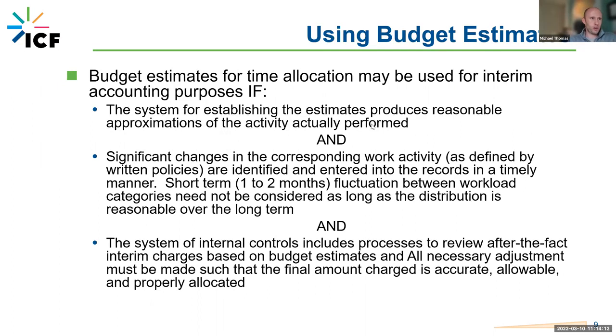The system of internal controls includes processes to review after the fact interim charges based on budget estimates and making those adjustments. So again, what we're saying, you have to have a documented process if you use budget estimates showing how you are going to go back, review timesheets, make sure that those estimates are accurate, and make adjustments if the estimates turned out to not be accurate. So at the end of the day, you do have to charge based on time actually worked. Again, just emphasizing, budget estimates are only for interim accounting purposes.